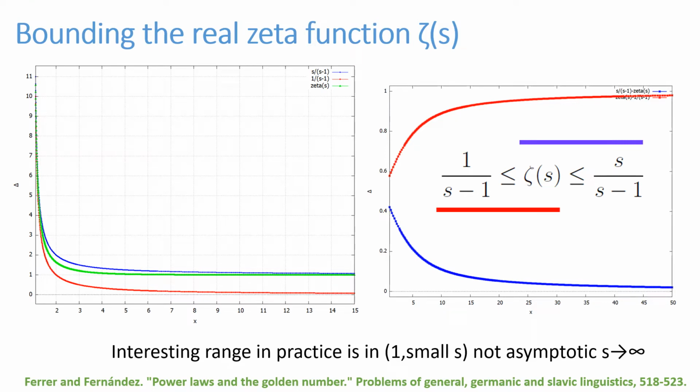We can also lower and upper bound the zeta function as follows. Here I show the lower bound in red and the upper bound in blue on the zeta function. Notice that when the parameter s tends to infinity, zeta(s) tends to 1.